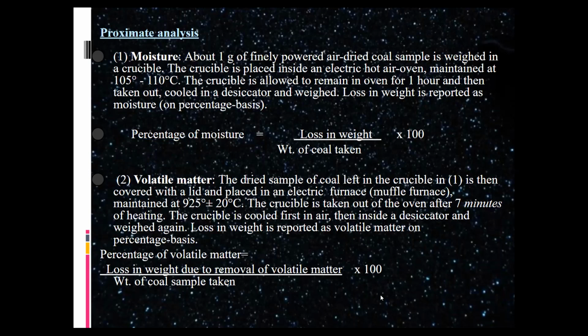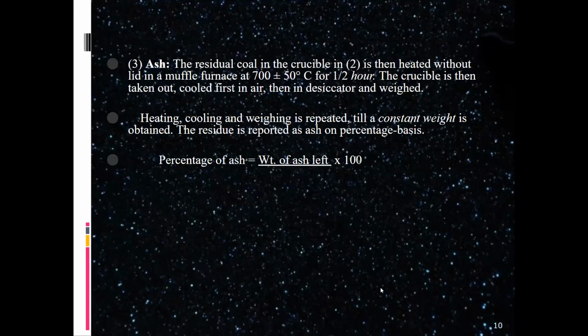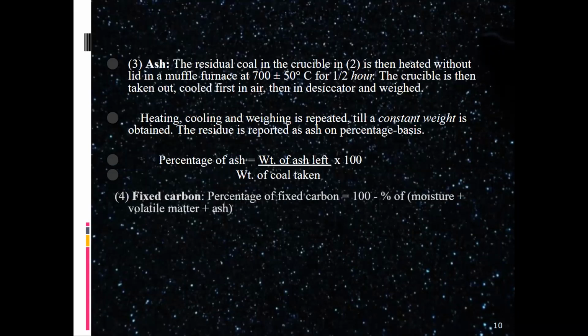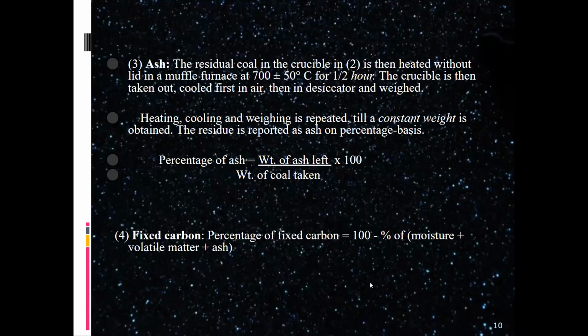And the next one, percentage of ash. Percentage of ash is very, very easy. After calculating the percentage of moisture and percentage of volatile matter, the same silica crucible is placed again in the muffle furnace. A muffle furnace is nothing but an electric furnace. Again we place the same silica crucible in the muffle furnace for half an hour, maintaining the temperature of 700 plus or minus 50 degrees Celsius.